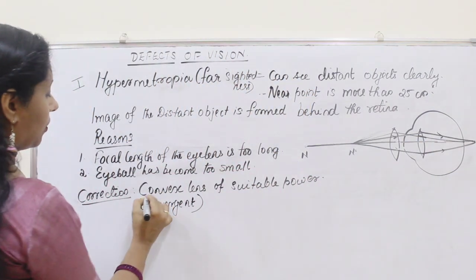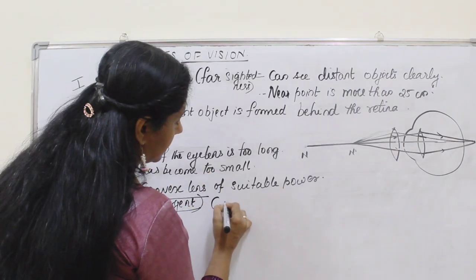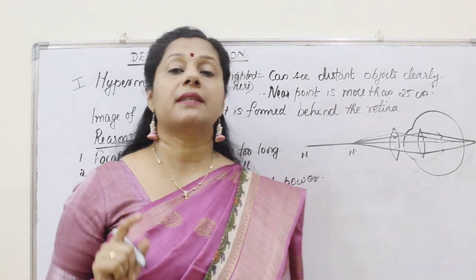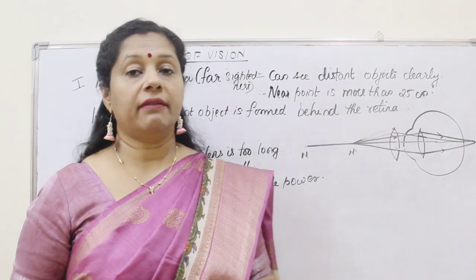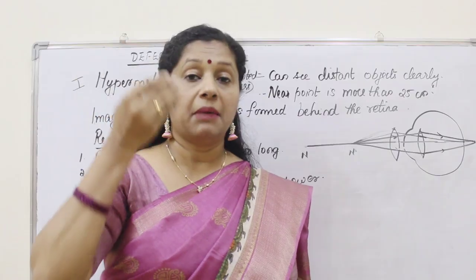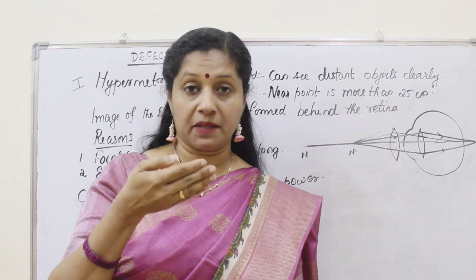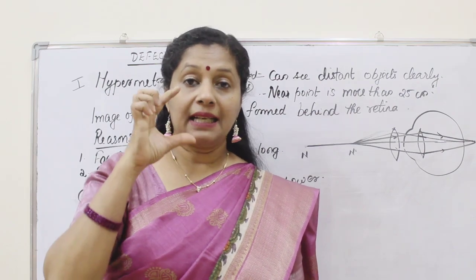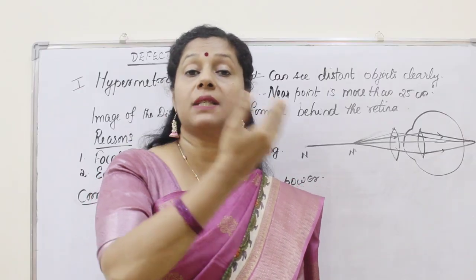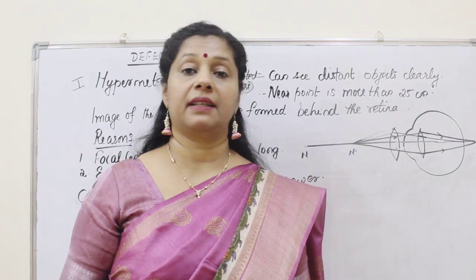So a convex lens is used, because a convex lens is a convergent lens of suitable power. And what is the power then? It is positive, because the focal length of a convex lens is positive, so a convergent lens has a positive power. So in hypermetropia, the far point is okay, at infinity, but the near point is not 25 but more than that. As a result, they are not able to see nearby objects clearly. Either the lens is thin, that is, the focal length is more, or the eyeball is small. As a result, the image is formed behind the retina, and by using a convex lens of suitable power, we can rectify this defect.